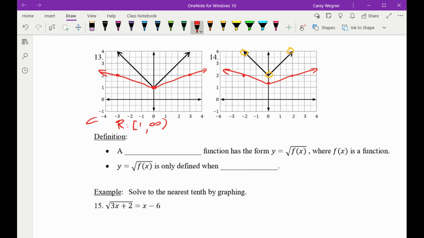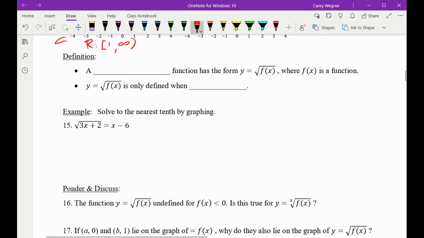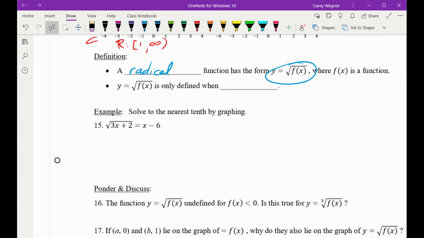Let's go on to a definition. So we're switching gears a little bit now. We need to identify that a radical function is a function with this form where I have some function underneath the square root function. And it's only defined when that function is greater than or equal to 0.